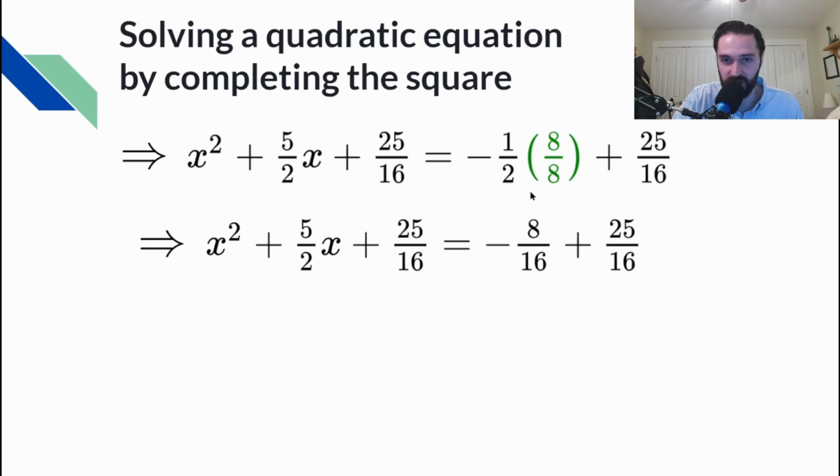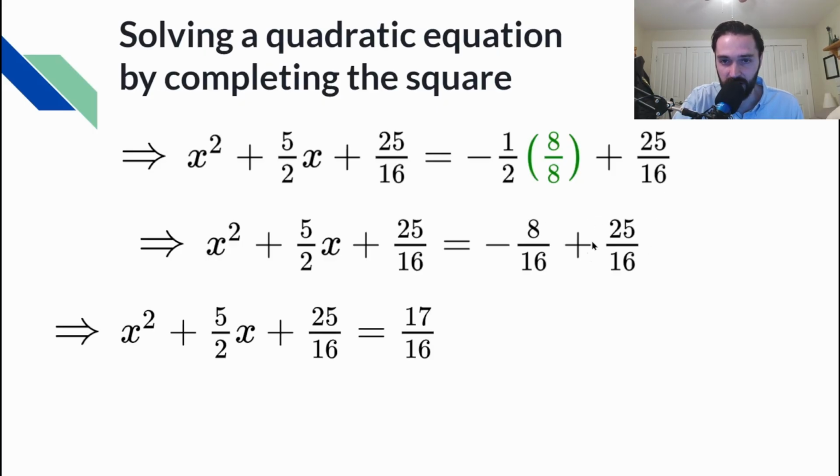We have this multiplication here, and that gives us negative 8 over 16 plus 25 over 16. 25 minus 8 is 17, so on the right-hand side we have 17 over 16. We combined these two fractions into one because we had a common denominator. Now we can factor the left-hand side as a perfect square trinomial.